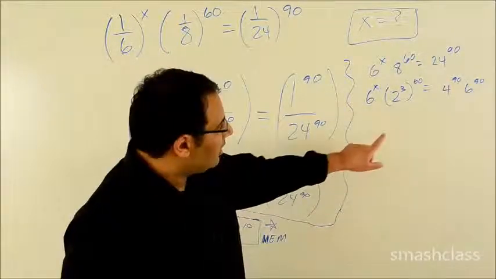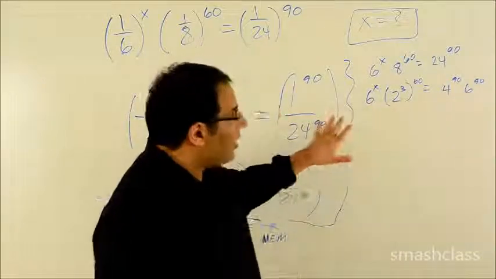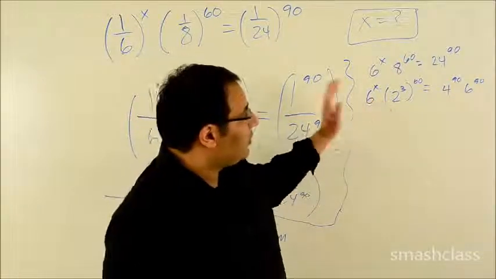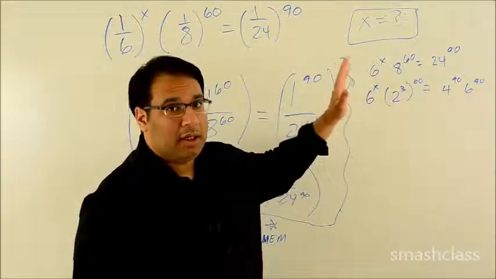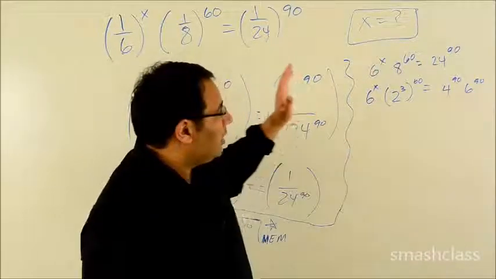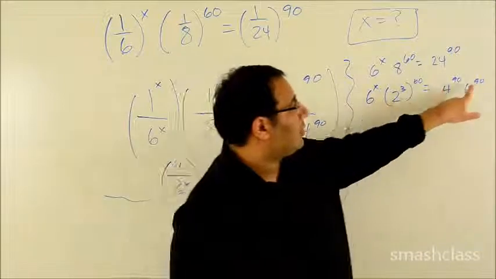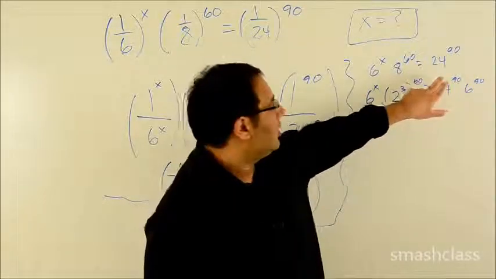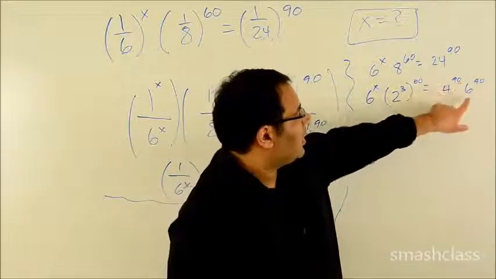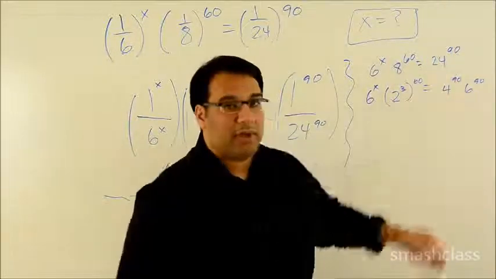There's actually a rule here with exponents that you can either have the same base and different exponents and then combine them. Like if you had x to the a times x to the b, you'd get x to the a plus b. You can also have the same exponent and different bases and combine those together. So 4 to the 90th times 6 to the 90th is the same as 24 to the 90th.